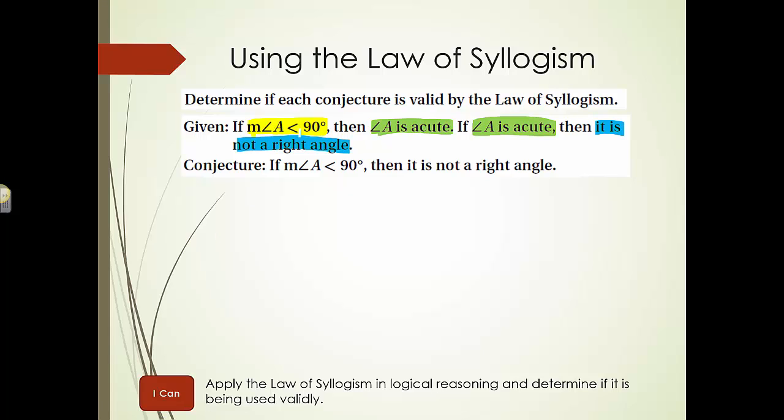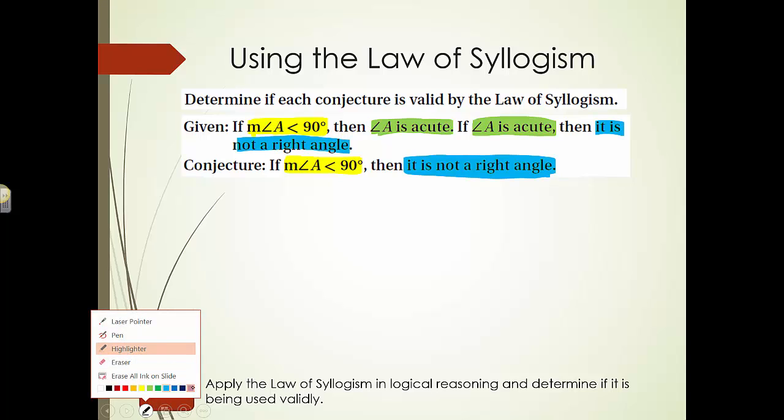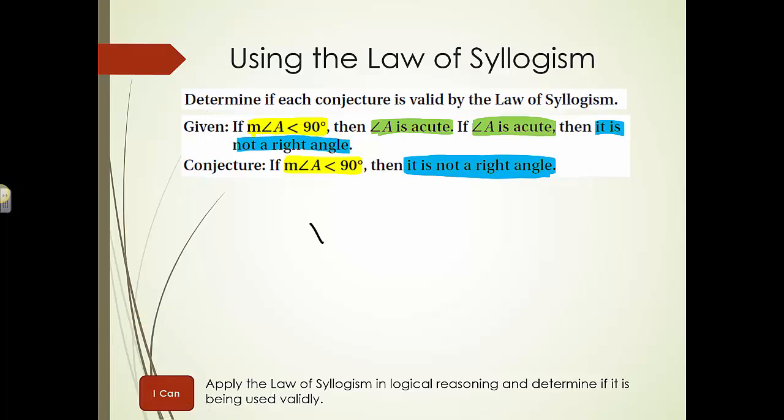So our final should be yellow to blue. Let's see if that's the case. If angle A is less than 90, that was yellow, then it is not a right angle. That was blue. So we cut out the middleman. So is this a valid use of the law of syllogism? And my answer would be yes, this is a valid use of the law of syllogism.